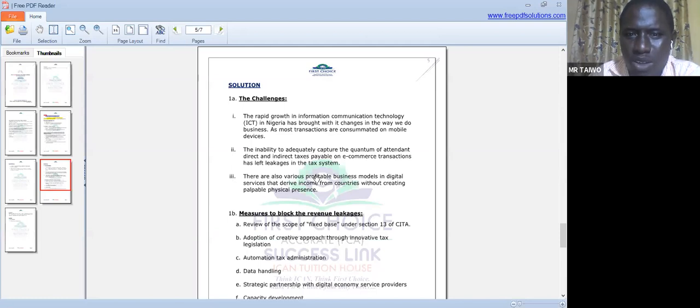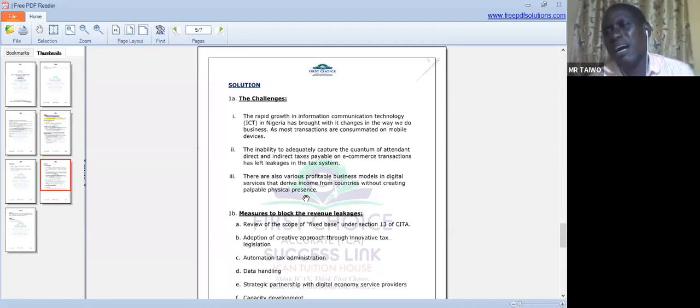There are also various profitable business models on digital services that derive income from our countries without creating palpable physical presence. Another challenge is that there are some that are outside the country but are making money from our country. Let's say, for instance, someone is in the US, and the person sends software to Nigeria from the US, and the software is downloaded online, and the money is wired to them via credit card and debit card. How will the tax authority track that kind of transaction? The person does not even have a presence in Nigeria, but he's making money in Nigeria.